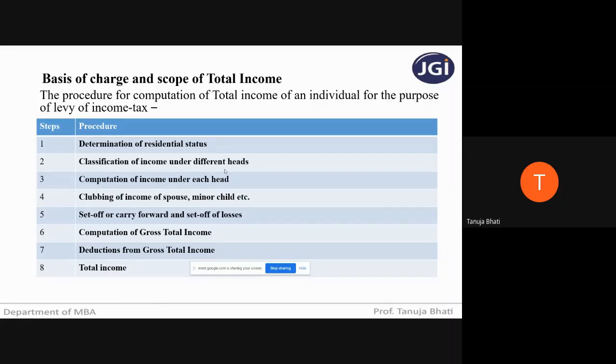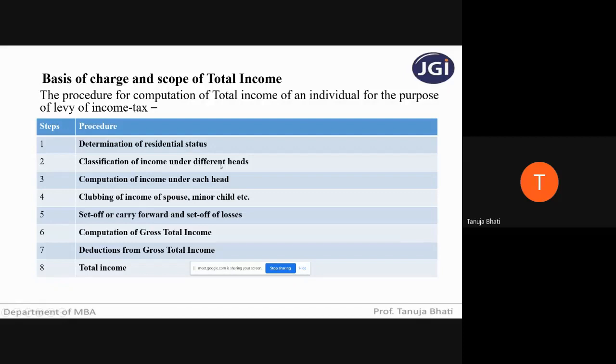Suppose I have kept my investments in a bank and I'm receiving interest from that. So that interest becomes income from other sources. Whenever I'm supposed to file my return, I have to classify the income under different heads. You just cannot file the return like, suppose the total of all these heads of income is 10 lakhs, and I just write 10 lakhs and file my return. I have to properly classify each income, determining under which head it is going to fall.